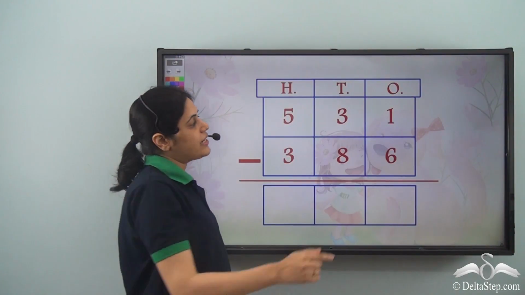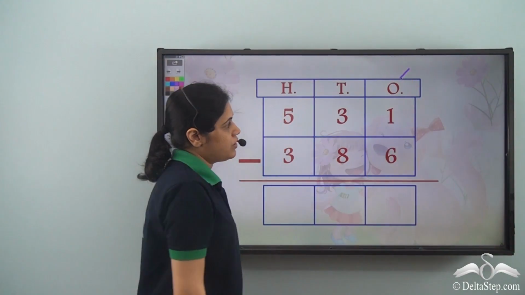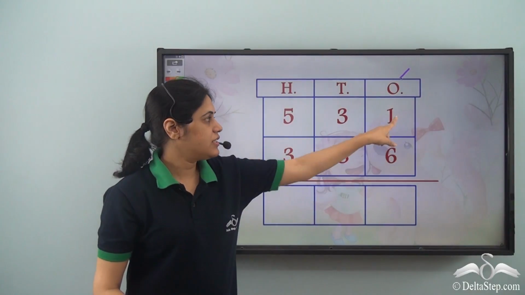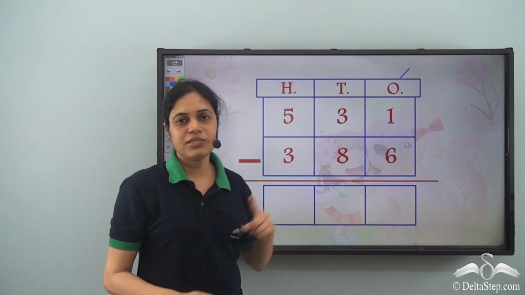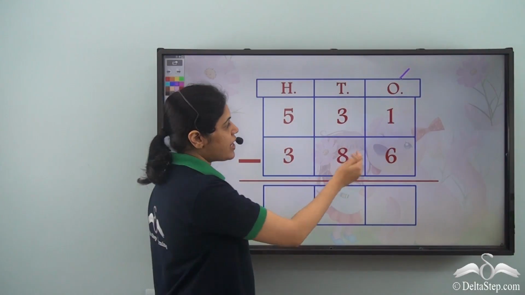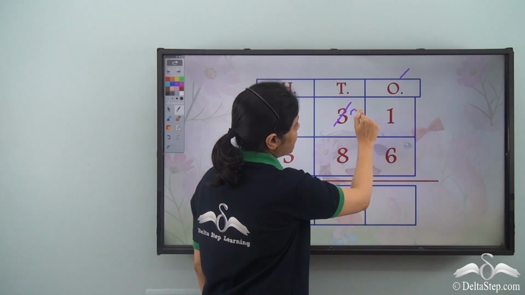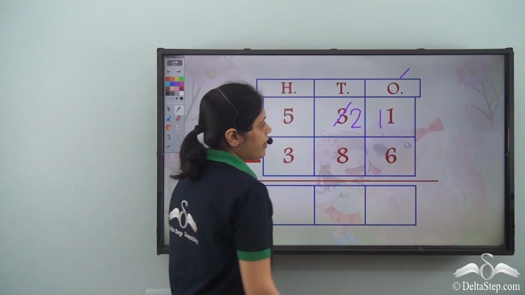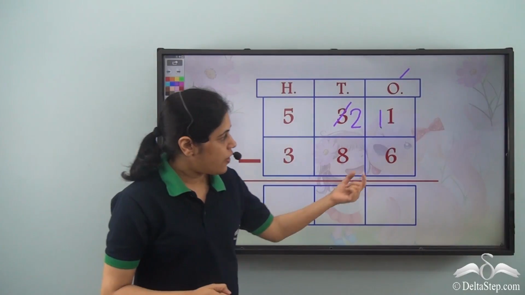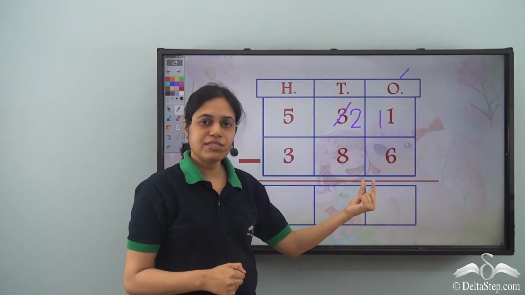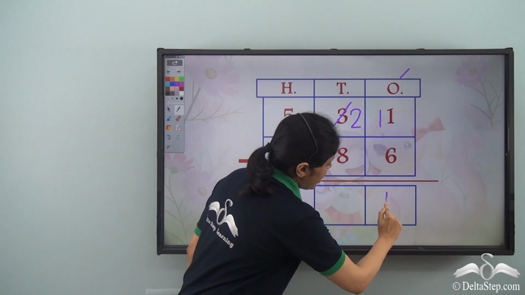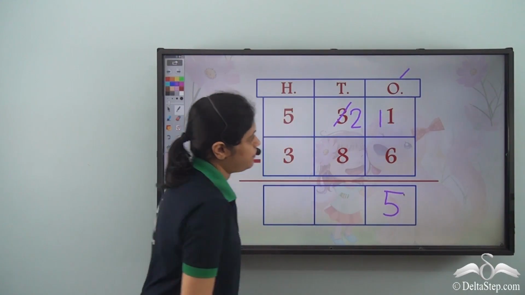So once again, I start with the ones room. In the ones room, I have 1 minus 6. 1 minus 6 is not possible. So 1 will borrow from 3. 1 will become 11 and 3 will become 2. Now I can do 11 minus 6. What is 11 minus 6? 5. So I have a 5 here.